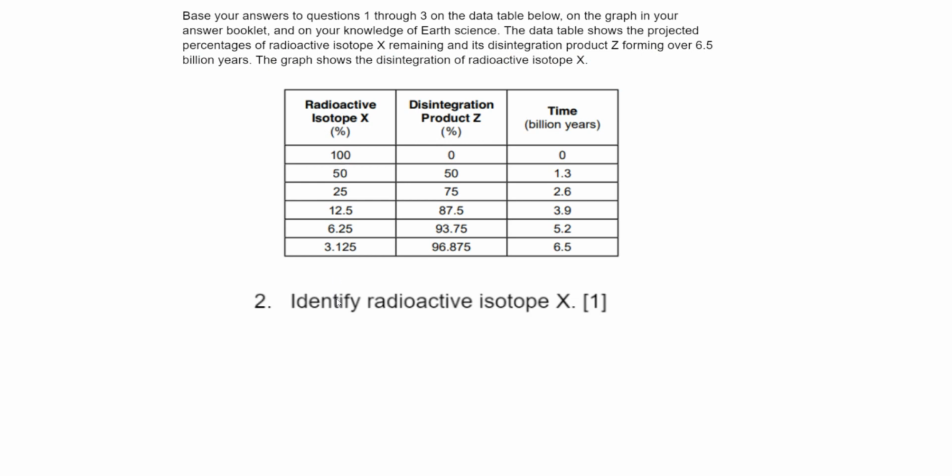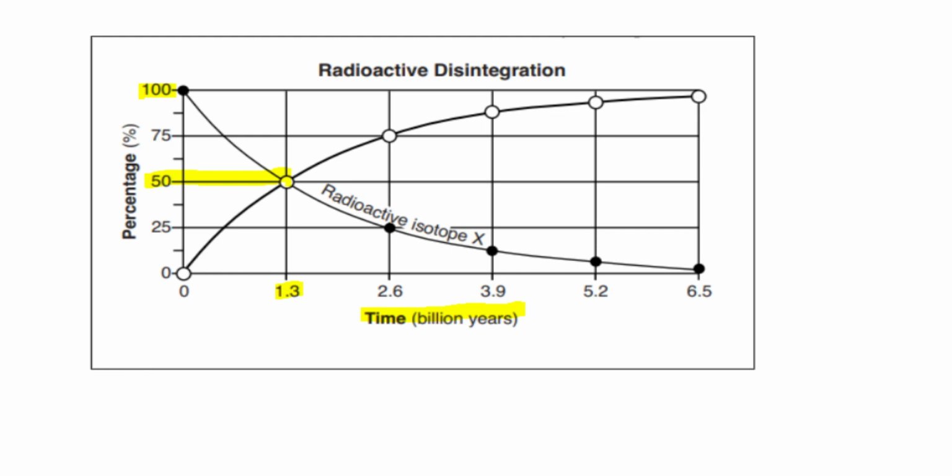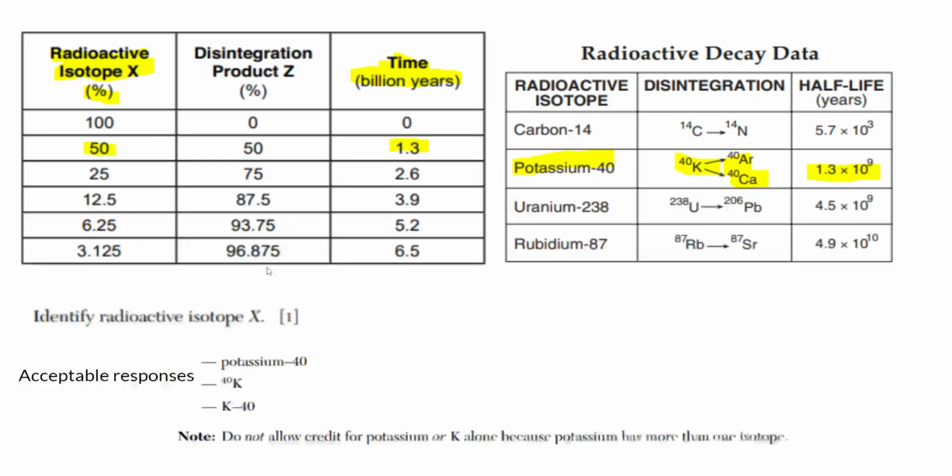Next, number 2, identify radioactive isotope X. The way to do this is for any radioactive isotope, you can look at its half-life to figure out what isotope you're looking at. So for radioactive isotope X, when it goes from 100% to 50%, that's one half-life. And for one half-life, it takes around 1.3 billion years. You can also see it from your chart over here, from 100 to 50, it takes 1.3 billion years.